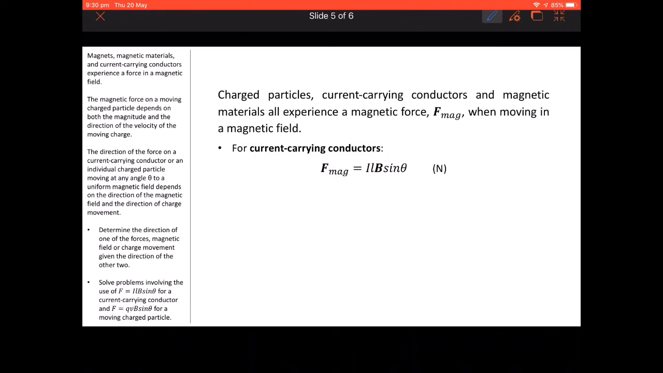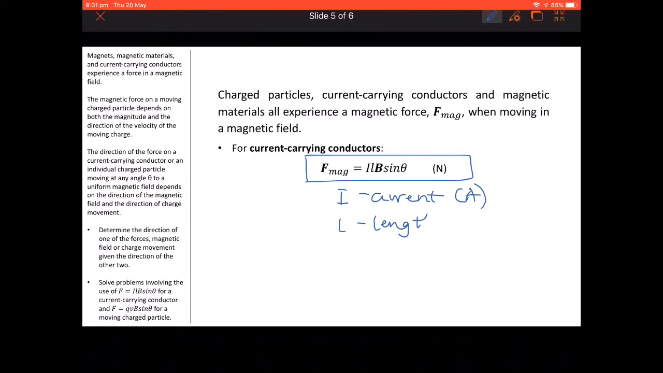So you'll also need to be able to solve problems for current carrying conductors, so the force acting on these current carrying conductors, and the rule that you use is this one here. It looks similar to the rule for charges, there's just some slight variation. So current, which is I, is measured in amperes. And then L, which is length, and that's the length of the current carrying conductor being acted on in the field. This is measured in meters. B is the magnetic field strength, and this is measured in teslas.